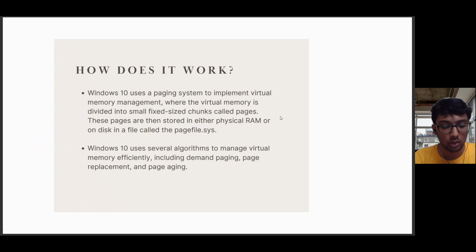Windows 10 also includes a memory compression feature that reduces the amount of memory that is swapped out to disk. This feature can improve system performance by reducing the disk I/O and speeding up page swap.